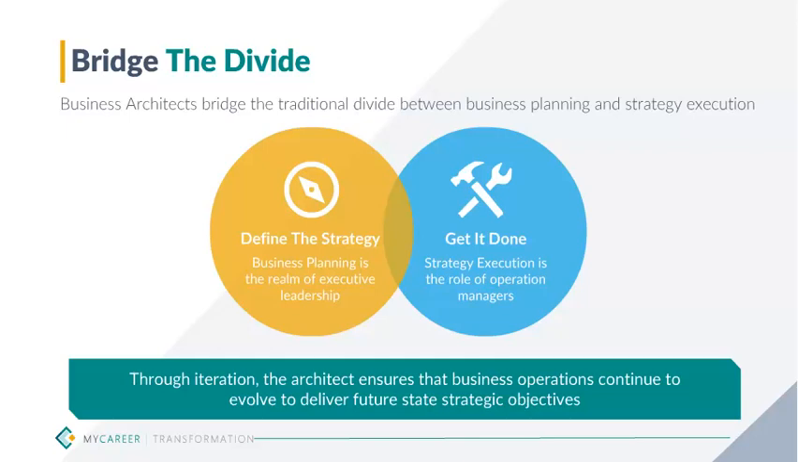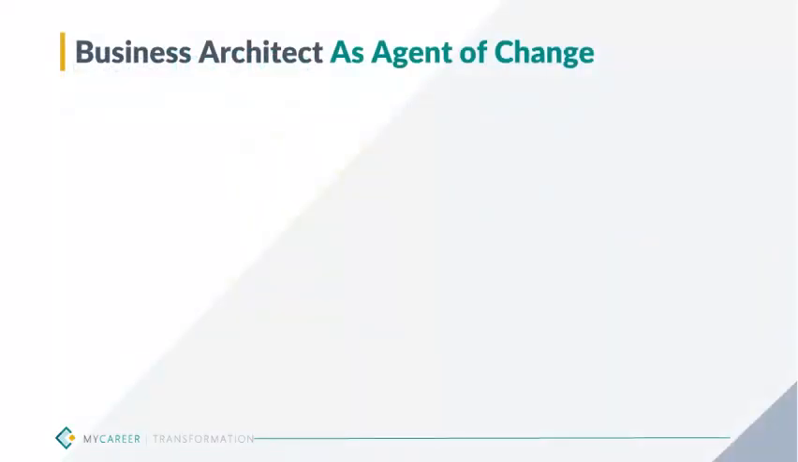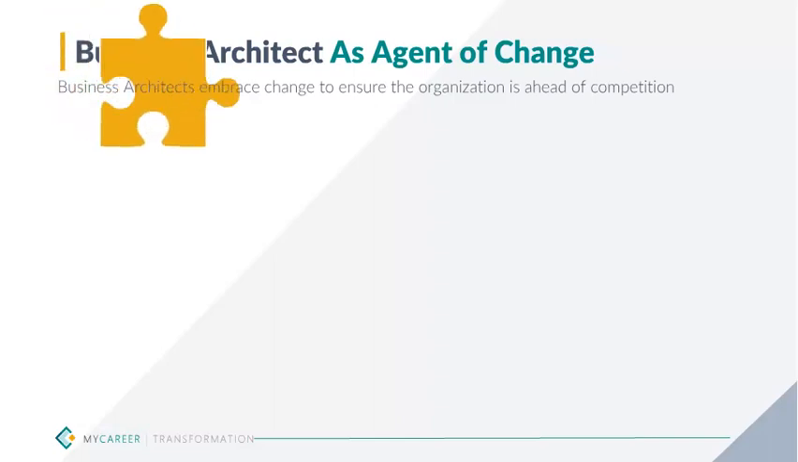Business architects iterate constantly, recognizing that both internal and external conditions will change. As a result, business architects need to ensure that both the strategy and business continue to evolve, so that the business is executing in accordance with strategic objectives. Given that the business architect is responsible for helping facilitate transformation across the organization, this role is in fact an agent of change. As business architects, we embrace change to ensure the organization is well ahead of its competition.